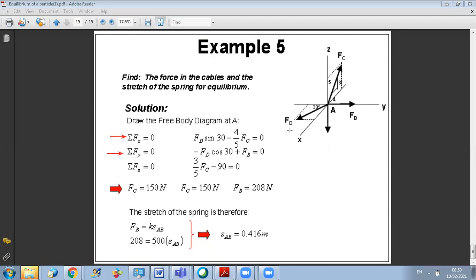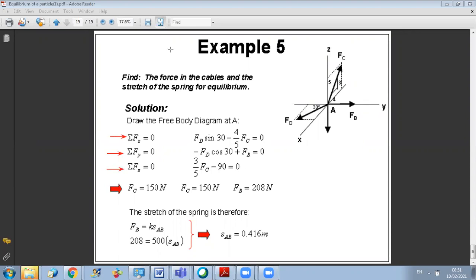Now, sum of Y equals 0. We have the component of FD along Y, which is minus FD cosine 30. We don't have a component for FC along Y, and we don't have a component for the 90 Newton along Y. We only have, in addition to FD, FB, so minus FD cosine 30 plus FB equals 0. So this is the second equation. Now, the third relation along Z, we have just the component of FC and the 90 Newton force. So it's plus 3/5 FC minus 90 equals 0.